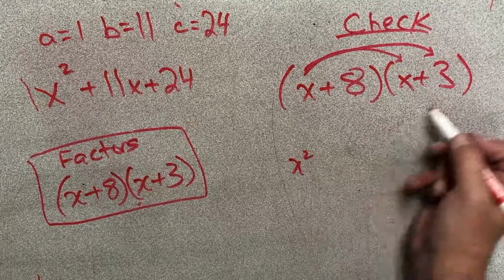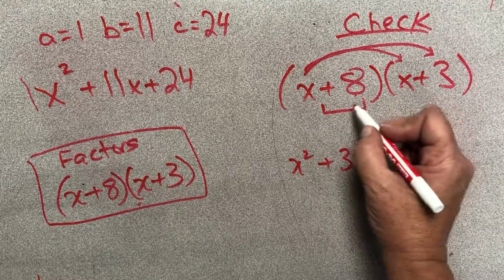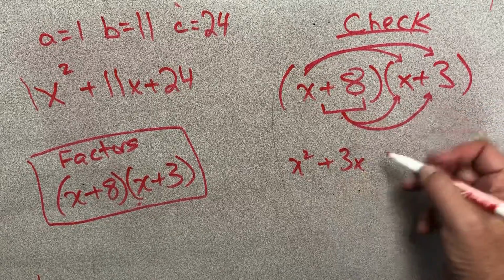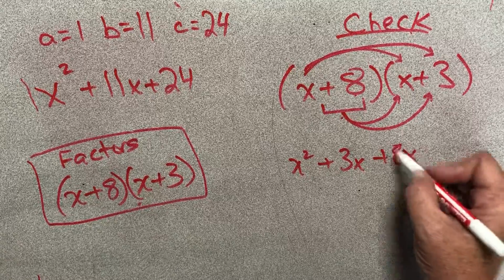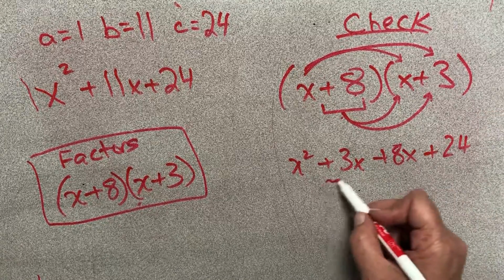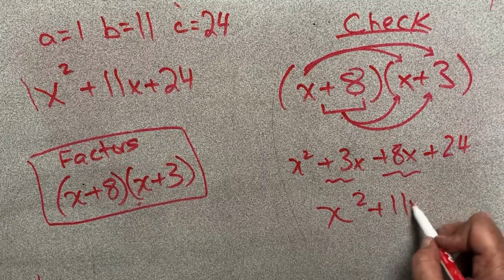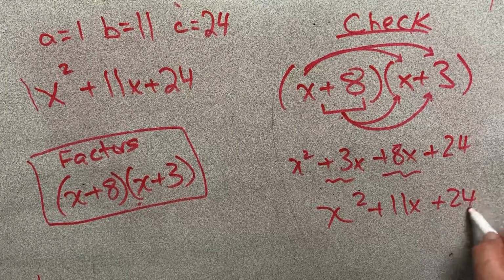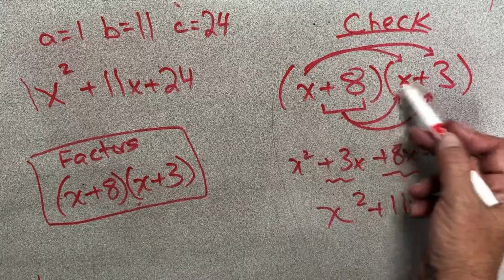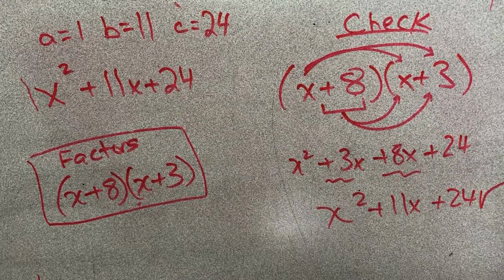It's x squared plus 3x. Do that, an arrow to the x, and an arrow to the 3. 8 times x, 8x. 8 times 3, 24. Combine like terms, x squared plus 11x plus 24. And then I look back here. Yes, it worked. Look, I multiplied these two binomials together, and the result was the original trinomial. Got it.